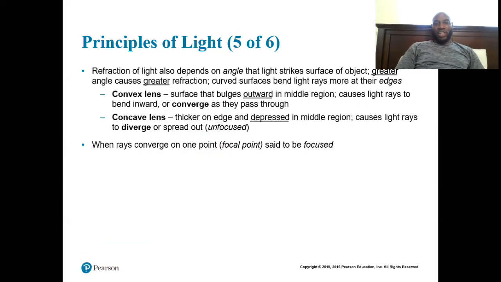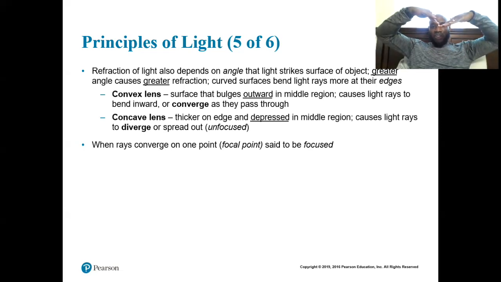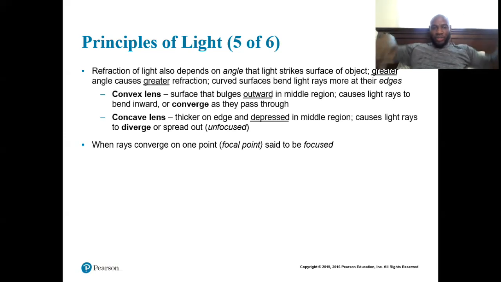Refraction of light also depends on the angle that light strikes the surface. Greater angle causes greater refraction. A convex lens surface that bulges outward causes light rays to bend inward. Concave, thicker on the edge, depressed in the middle, causes light rays to diverge outward. When rays converge on one point, it's called a focal point. It's said to be focused.